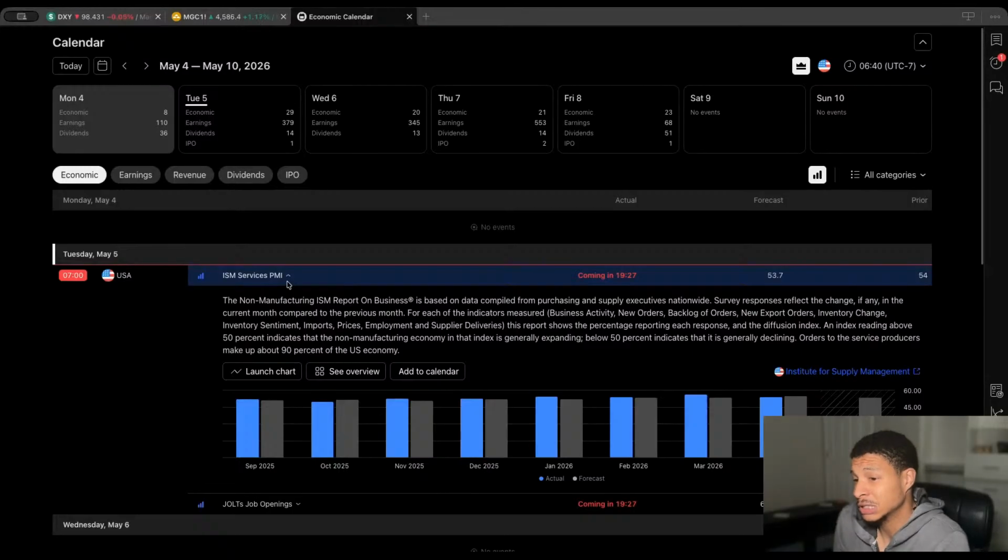And so something like services PMI, if this comes out, they have it forecasted at 53.7, right? But it says below 50% indicates that it's generally declining. I want us to just be logical when we're looking at something like this, because the prior month this was at 54. If we were at 51, wouldn't that mean we were declining? Exactly. Yes, it would mean we were declining.